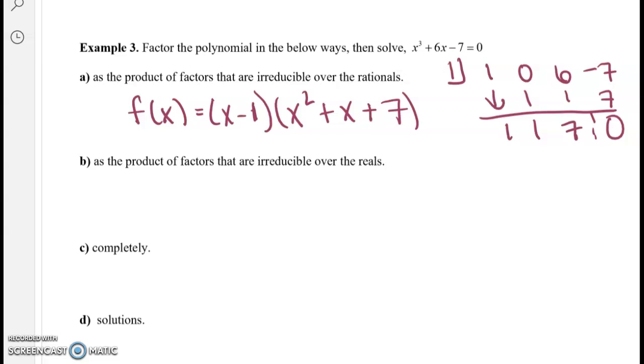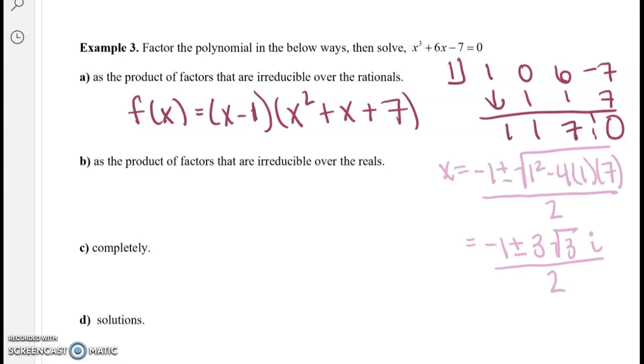Over the reals, we need to figure out what type of solutions these are. So I'm going to do the quadratic formula. I'm going to pause, you do the quadratic formula, I'll do the quadratic formula, and we'll come back. Doing the quadratic formula, I got negative 1 plus or minus 3 root 3i all over 2. So those are not real solutions. So factoring over the reals, I've got the same exact thing I had above because I can't include my imaginary numbers here.